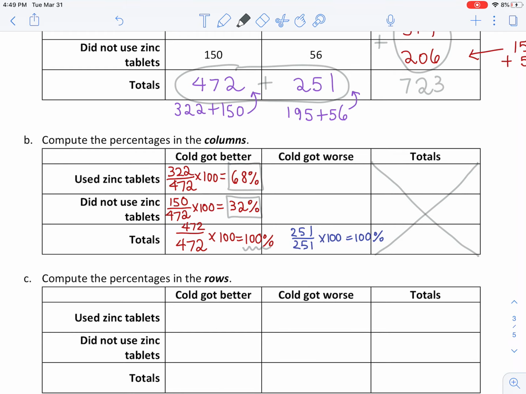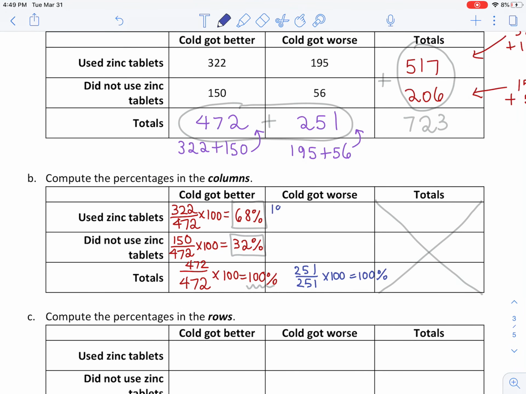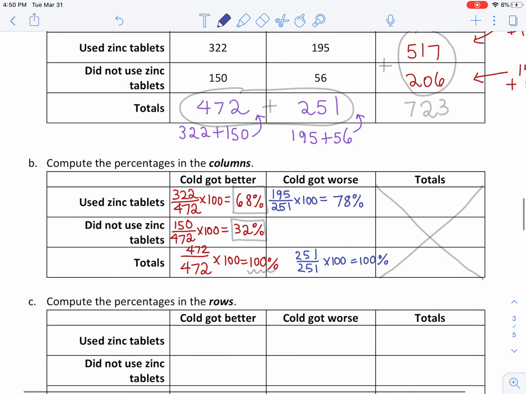Let's do the percentages in the column for cold got worse, okay? So 195 people out of 251 used a zinc tablet, and this is out of everyone who claimed their cold got worse. All right, let's find that. 195 divided by 251, and multiply that by 100. You will get 77.6, so I'm going to round that up to 78%. I mean, these are the people who at least tried. They said their cold got worse, but they at least took some zinc tablets.